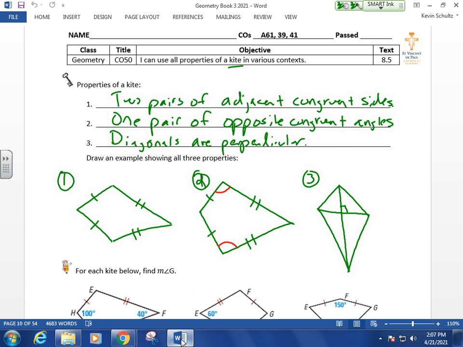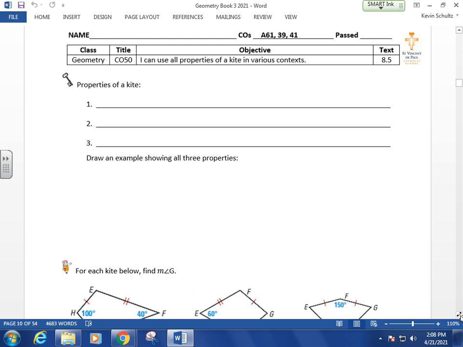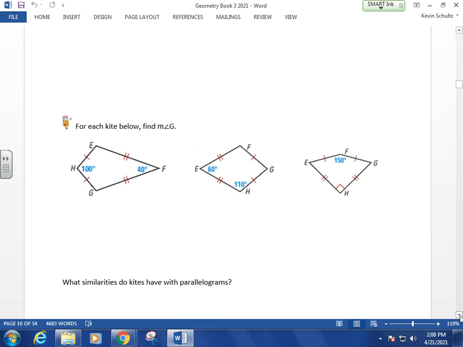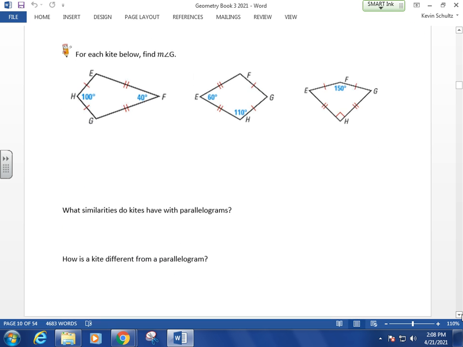Questions on that thus far? Okay, so CO50 is 2 pages. The first page, we've got the notes here, and then we practice finding some angle measures down below. The second page focuses on finding side lengths, basically, with the diagonals.